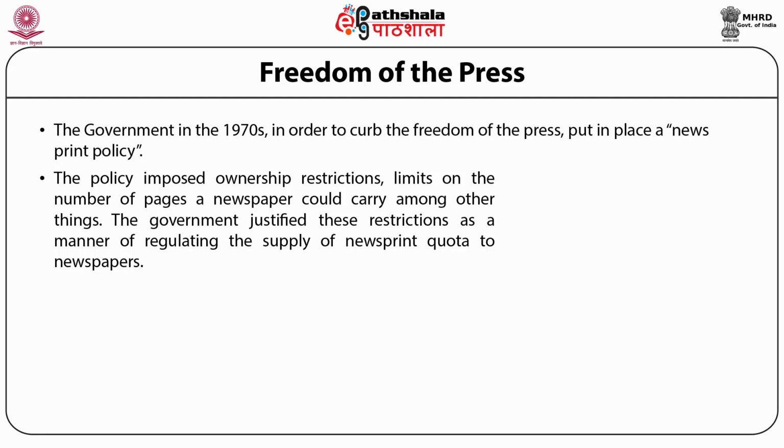The government justified these restrictions as a manner of regulating the supply of the newsprint quota to newspapers. They said they were not interfering with the freedom of the press. All they were trying to do was to regulate the amount of newsprint quota that was supplied to the newspapers, thereby reducing the size of the newspaper. They said the newspapers were still free to print whatever they wanted to, as long as they stayed within the page limit of the newspaper.